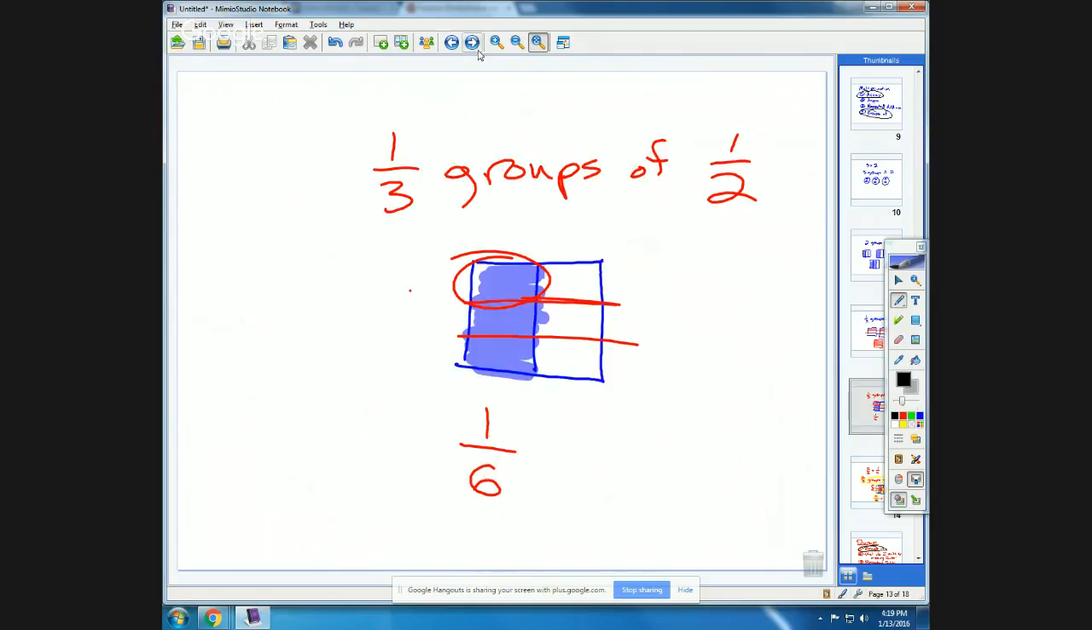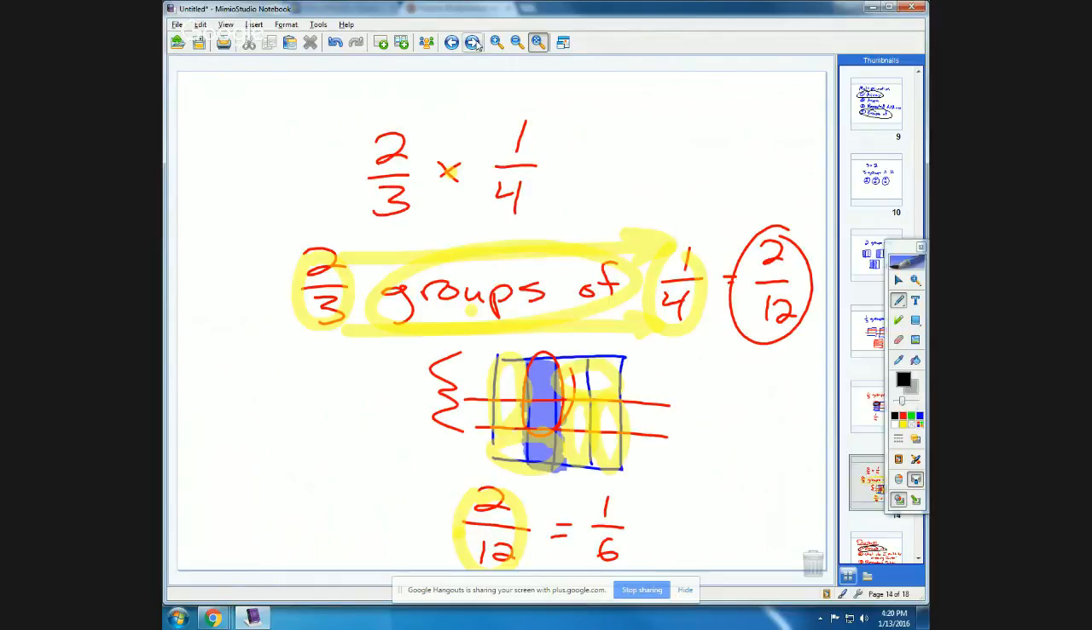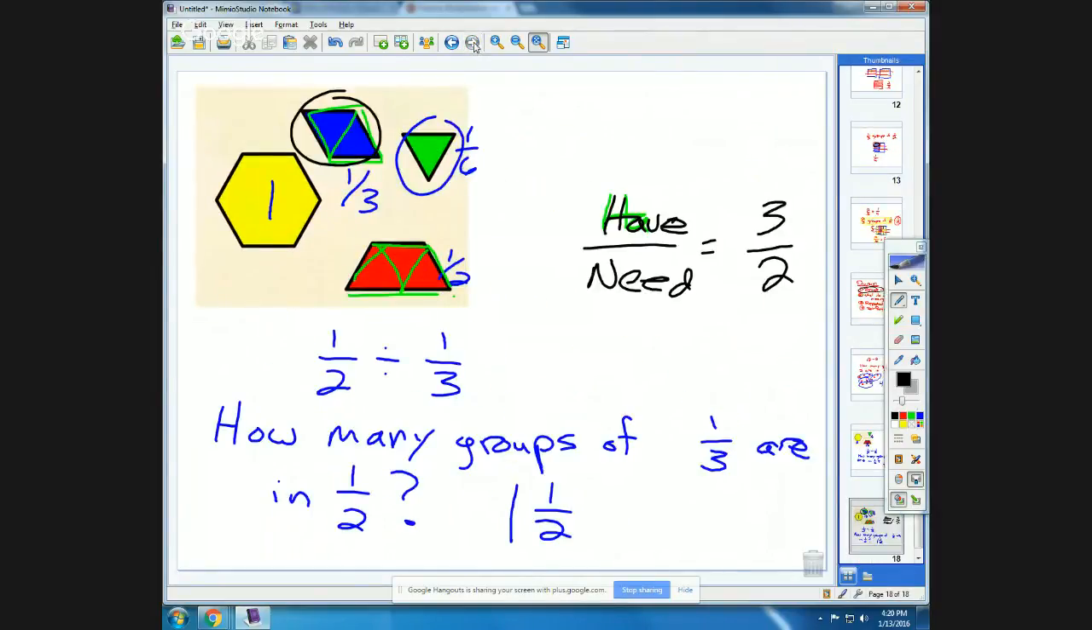Does anyone see the area model living in this picture I drew for the groups of? I started with an area of 1 whole, and then I cut it in halves and thirds, and their intersection is where my answer came from. So this little region right here, isn't it 1/6 of the whole area? So it turns out if you draw cakes, the area model and groups of are the same thing. Doesn't always work that way. Does here.